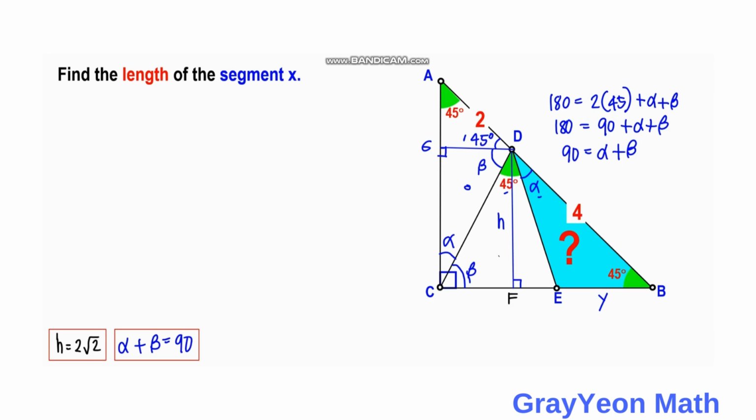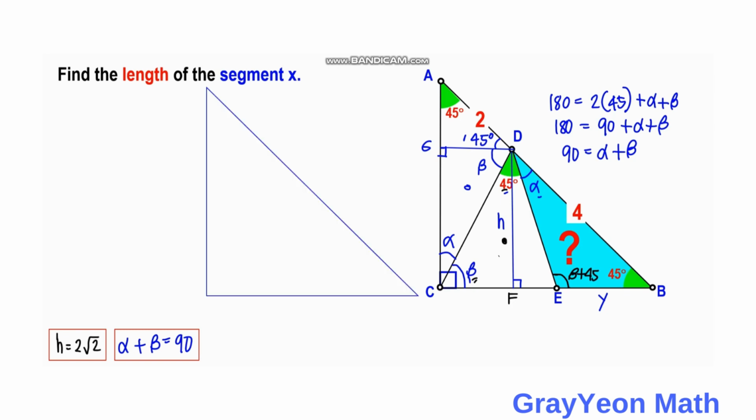Next, we focus on this exterior angle of this triangle CDE. So this is a triangle. The exterior angle should be the sum of the two remote interior angles, this beta and 45. So this becomes beta plus 45.